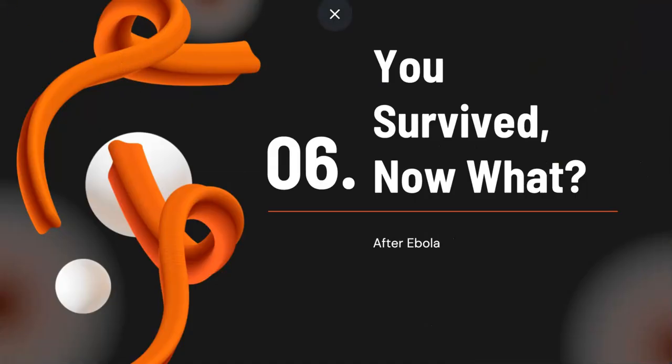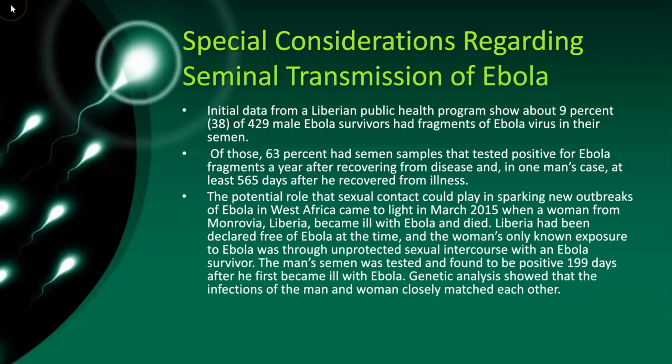So now, if you survived Ebola, what does that mean? A little bit like COVID, there are some long term effects that Ebola has, and people can continue to have symptoms for a long time, as much as 4 years after they were infected with Ebola. One of the interesting and special considerations are regarding seminal fluid that can be infected for as much as a year. Or over a year.